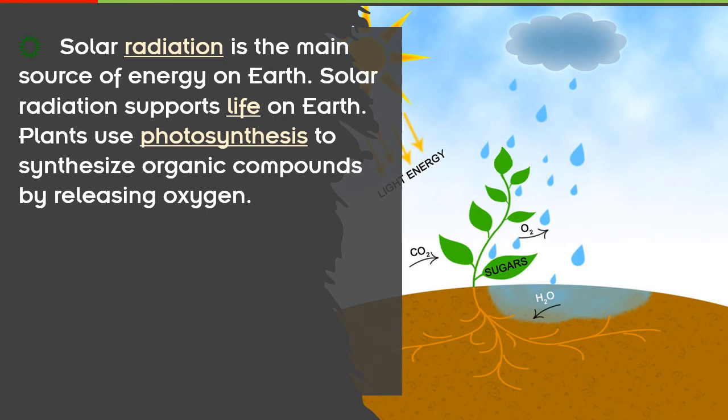Solar radiation is the main source of energy on Earth. Solar radiation supports life on Earth. Plants use photosynthesis to synthesize organic compounds by releasing oxygen.